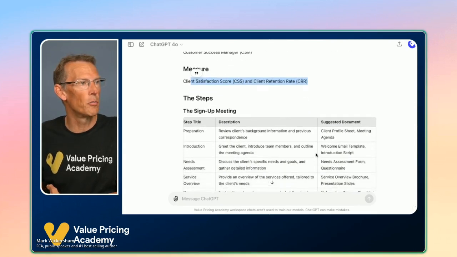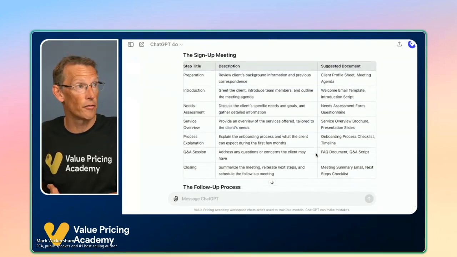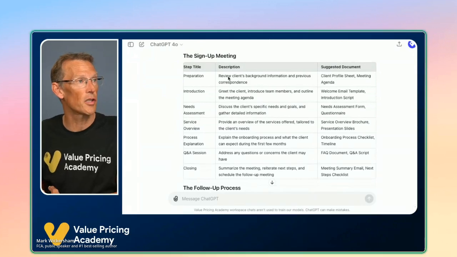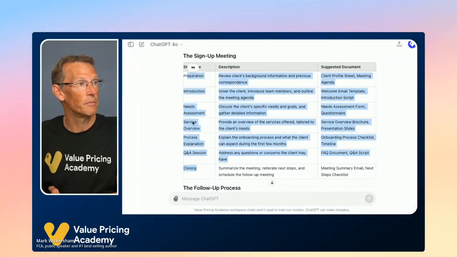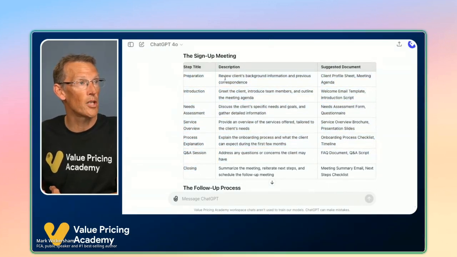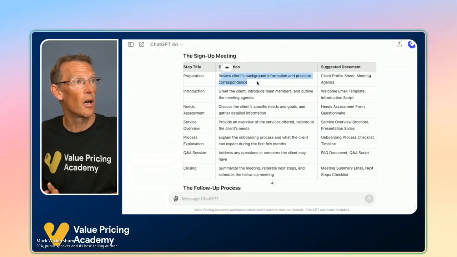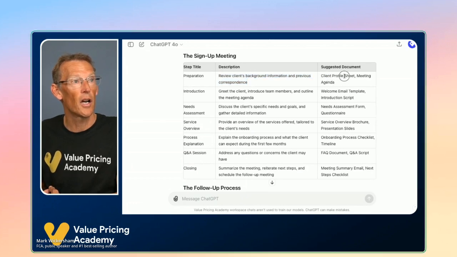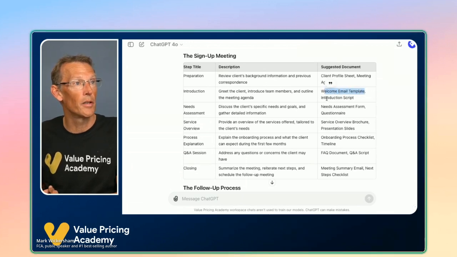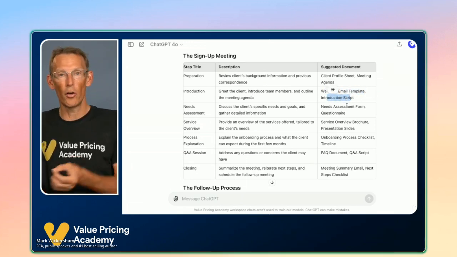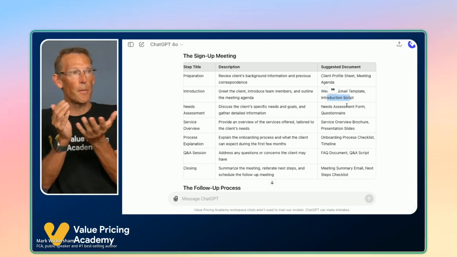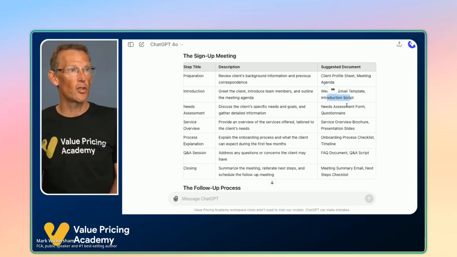And then it's created for me a table, because I asked it for a table, for the sign-up meeting first. So it's given me the steps down the first column. Preparation, it's given me a description, review the client's background information and previous correspondence. And then we've got some suggested documents like a client profile sheet, a meeting agenda. For the introduction, we've got a welcome email template, an introduction script. So we've got the step, we've got suggested steps, a description, and then some suggested documents.